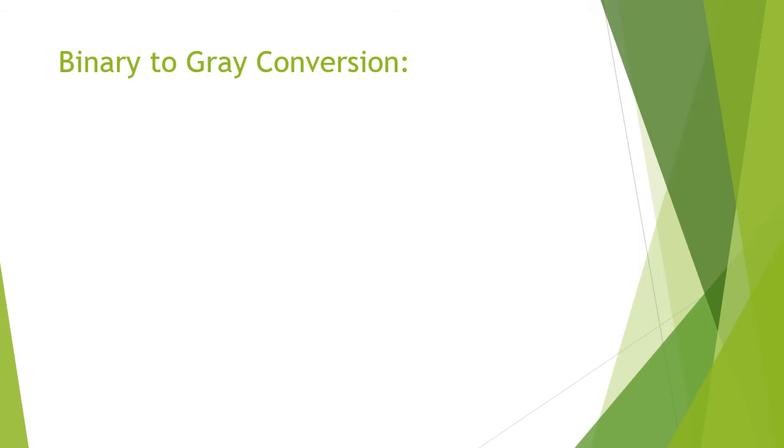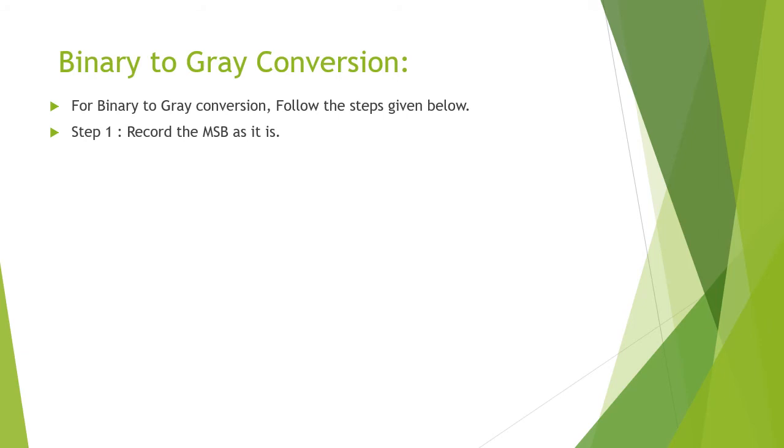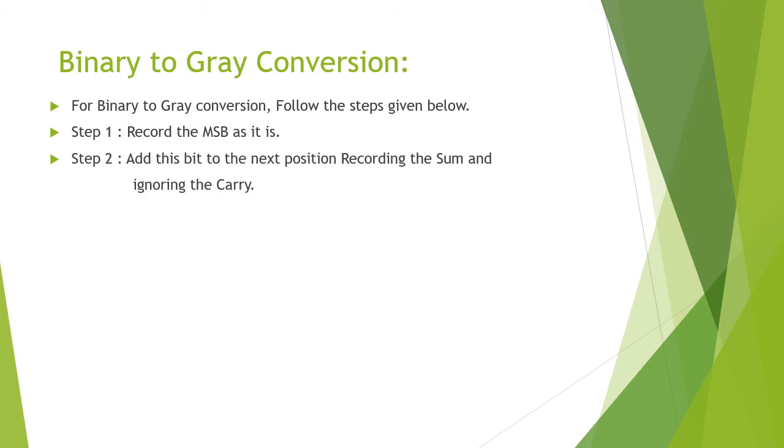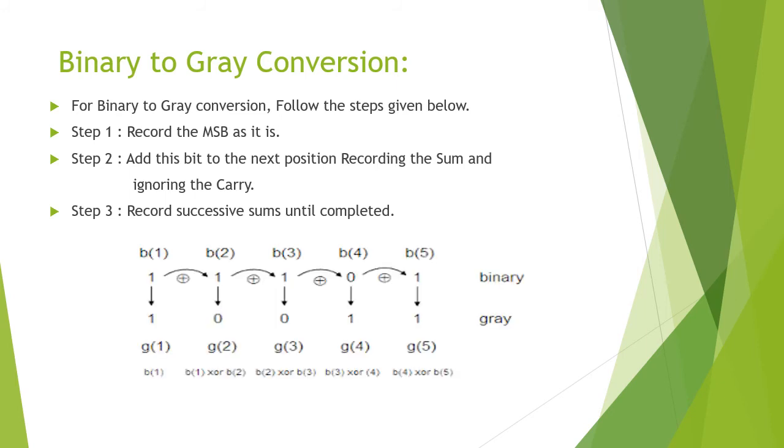Now let us discuss about the binary to gray conversion. For binary to gray conversion, follow the steps given below. We have to record the MSB as it is. Then we have to add this bit to next position, recording the sum and ignoring the carry. Record successive sums until completed. So this is the example.